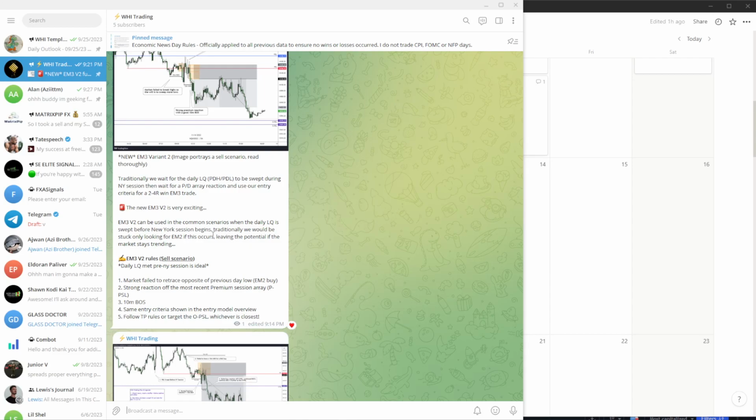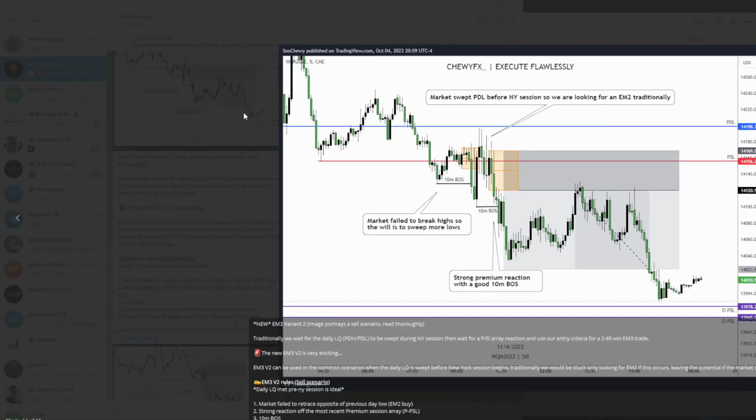So going over the rules here, essentially with the traditional EM3, let's talk about a sell scenario. The previous day liquidity, the previous day low to be specific, would have to get swept during the New York session. And then from there, we can see if the market returns to an area of a premium. And then we can see if we have a 10-minute break of structure, we can potentially look for a sell continuation.